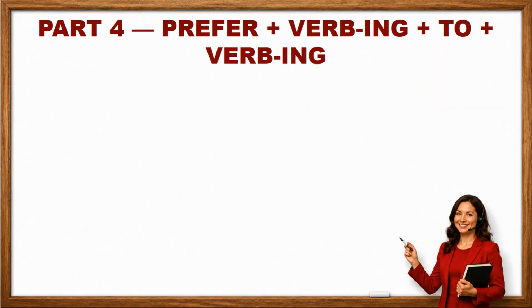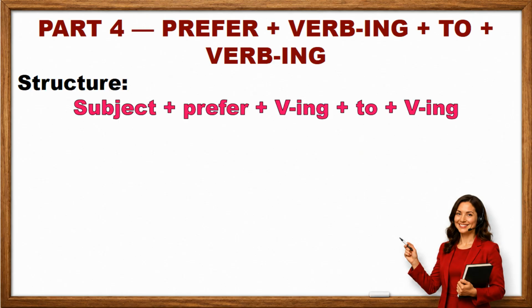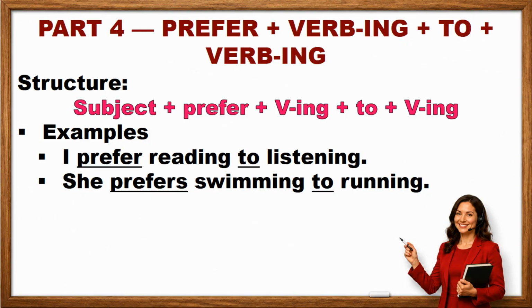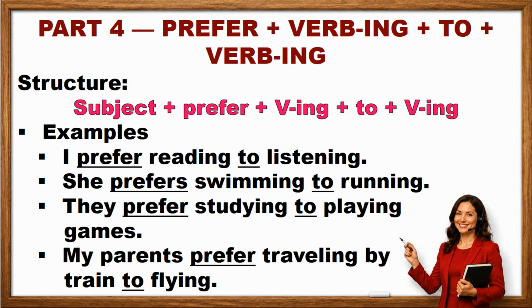Part 4. Prefer plus verb-ing plus to plus verb-ing. Now let's compare actions. Structure. Subject plus prefer plus V-ing plus to plus V-ing. Examples. I prefer reading to listening. She prefers swimming to running. They prefer studying to playing games. My parents prefer traveling by train to flying.